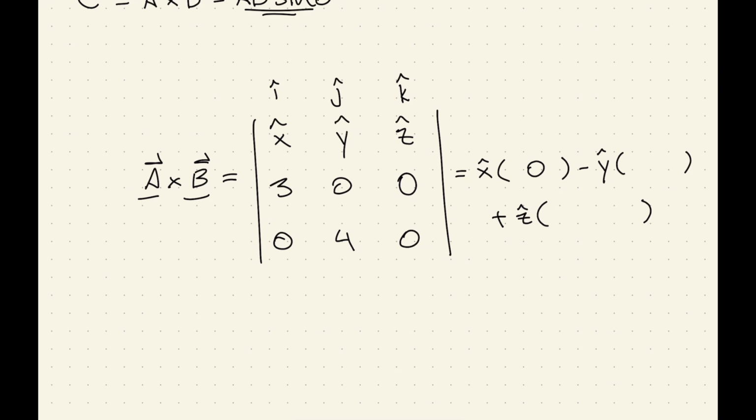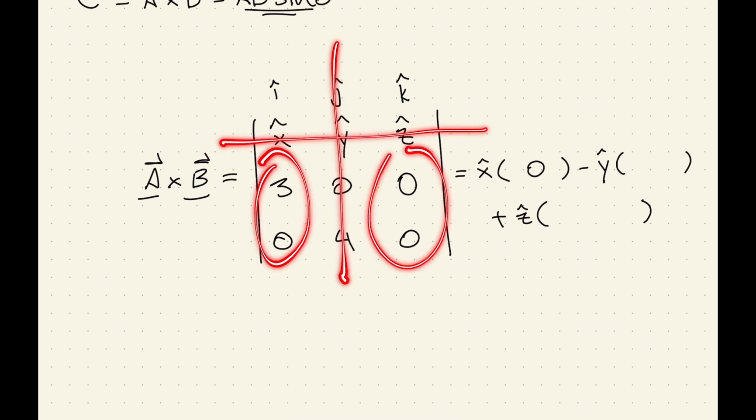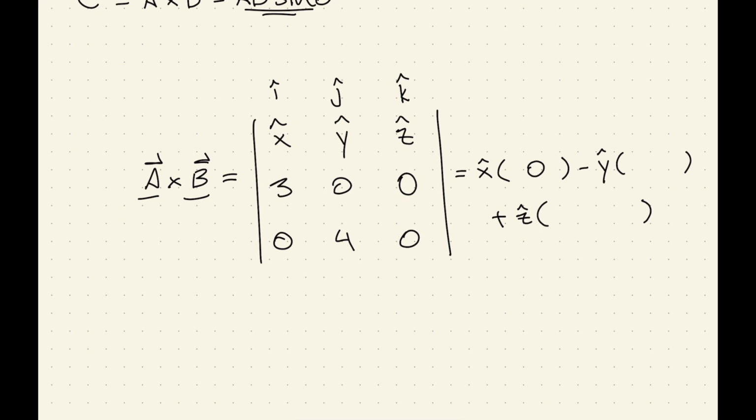Now I'm going to move on to the Y. Again, I cover the row and column that includes Y. So you're always going to have this one and then the middle one. Now I have a box of 4 numbers again. Same procedure, same calculation. This number times this number minus this number times this number. 3 times 0 is 0. 0 minus 0 times 0 is also 0. So we get 0 here.